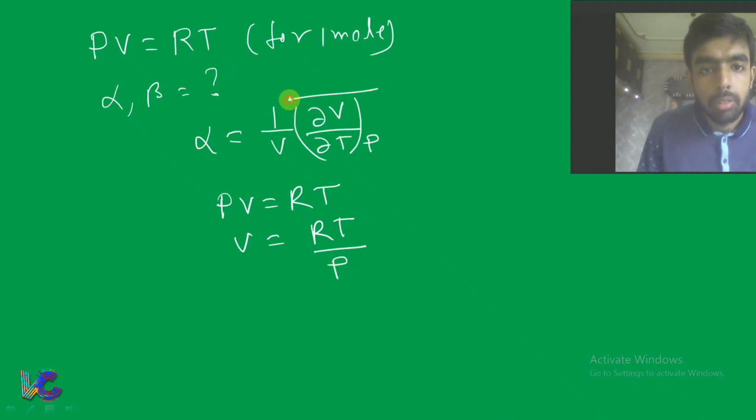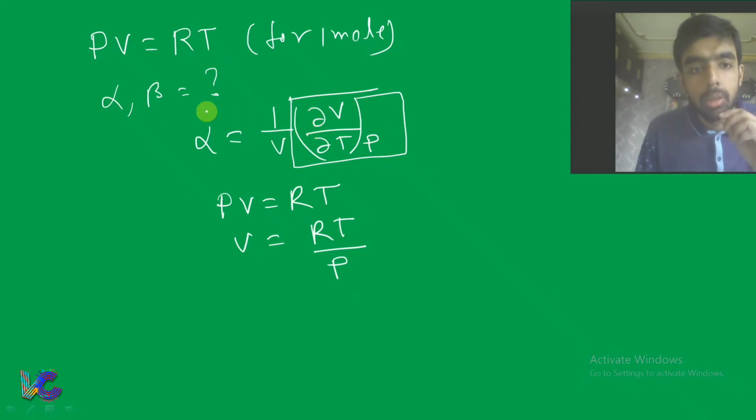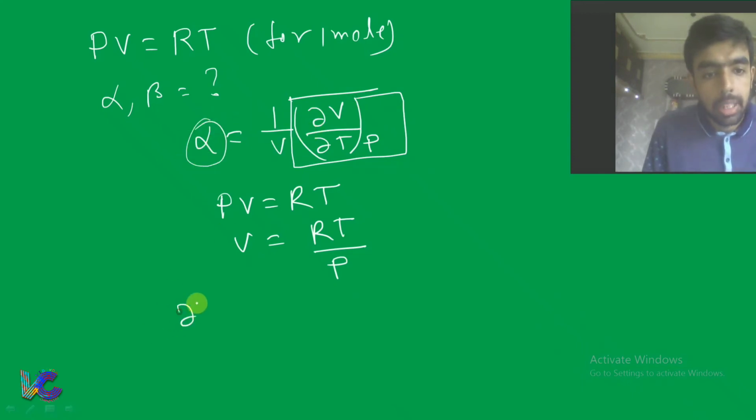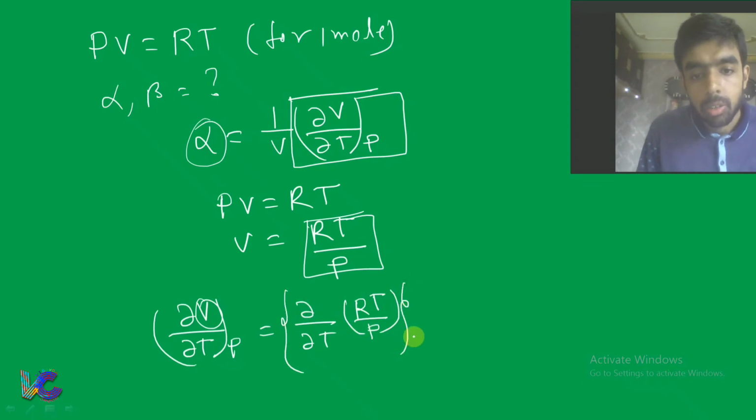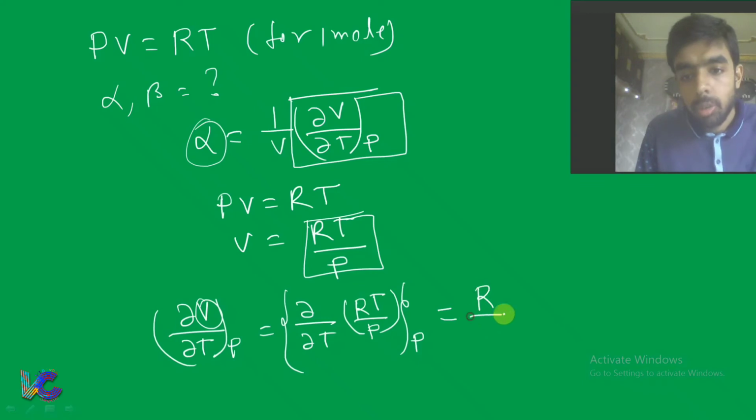Now you have to calculate this del V by del T at constant P for calculating alpha. That means partial differentiation with respect to T of V, and V means RT by P. So instead of V I put RT by P, at constant P. Now as P is constant and R is a universal constant, R by P comes out of the derivative sign.